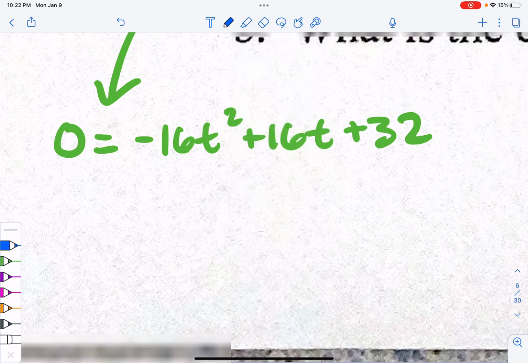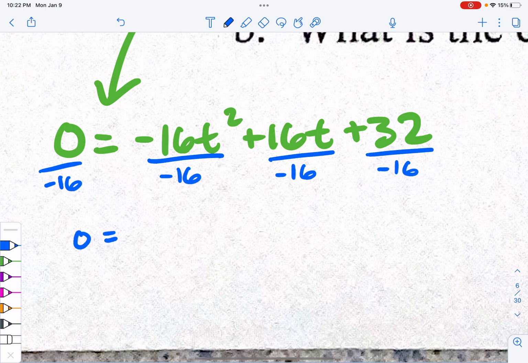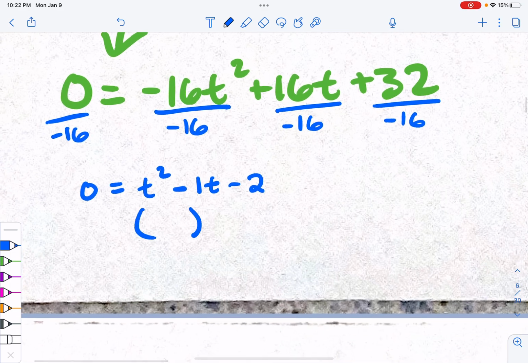This is a trinomial, but it's not a simple trinomial yet unless I divide everything by negative 16, because everything's divisible by negative 16, even 0. So 0 equals, this will just be t squared, this will be minus 1t, and this will be minus 2. Okay, now from here, this is a simple trinomial. So what can you multiply to get negative 2, but when you add them give you negative 1? That's t minus 2 and t plus 1, right?